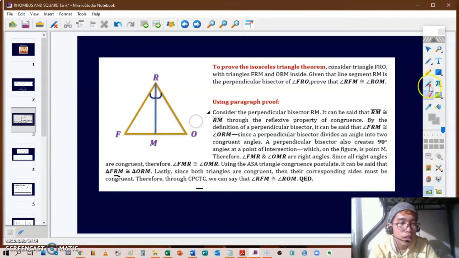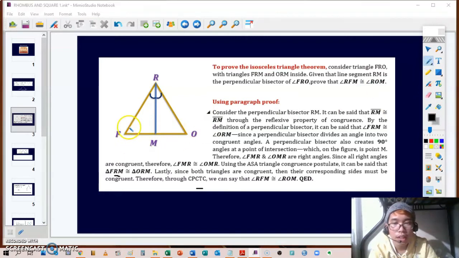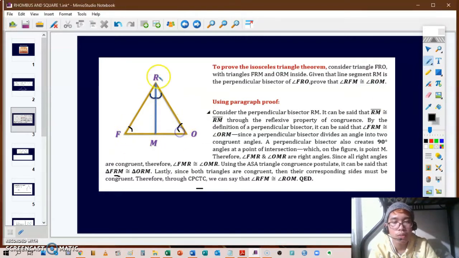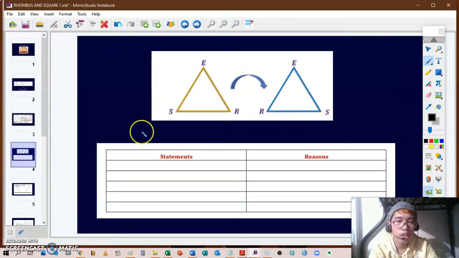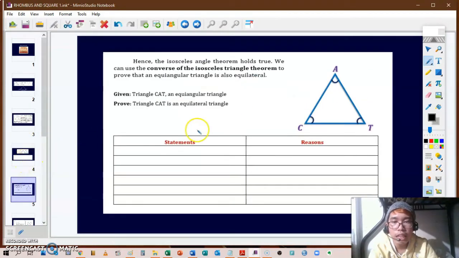So since angles F and O are the corresponding angles of the two right triangles that we have here, therefore we can say that they are congruent. So angle RFM and angle ROM are congruent, and therefore we have an isosceles triangle here. So we can use, guys, the isosceles triangle theorem in proving that an equiangular triangle is also an equilateral triangle.